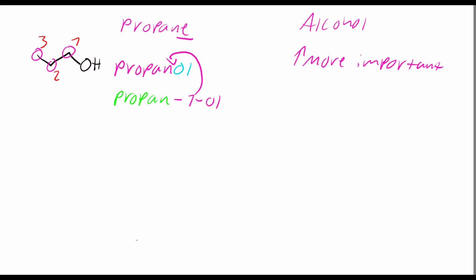Okay. So because alcohol is more important, we're going to start counting near it, right? Especially when they're just simple carbons. No double bonds, no triple bonds, right? So we say propan, we put the location of where the alcohol is. In this case, it's on the first carbon. So propan, and then we have alcohol on the first carbon.